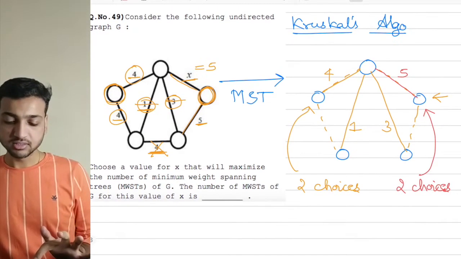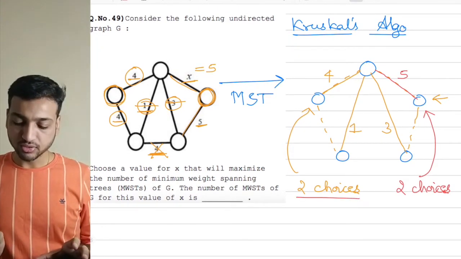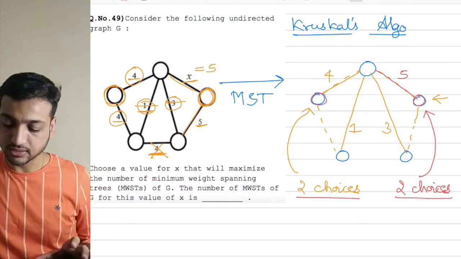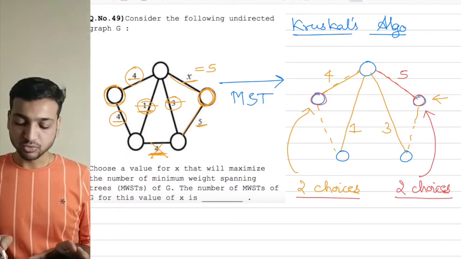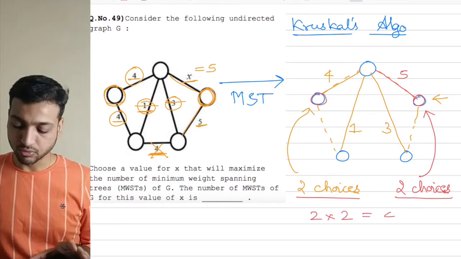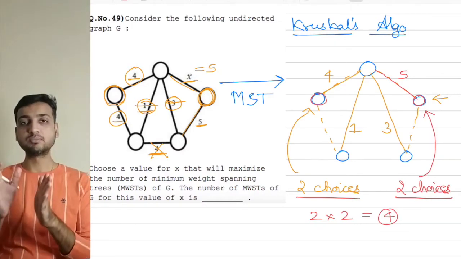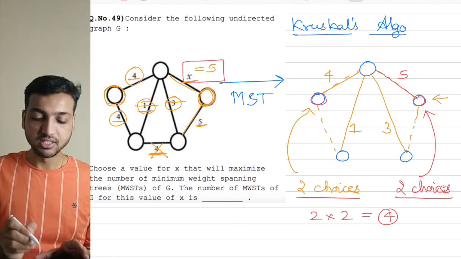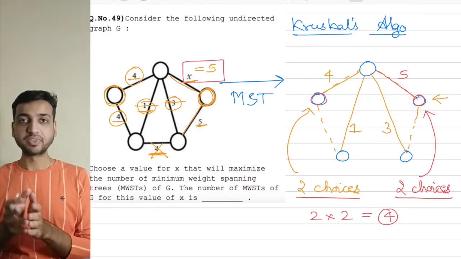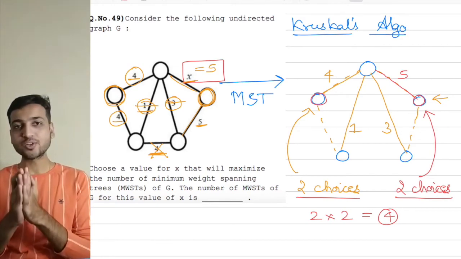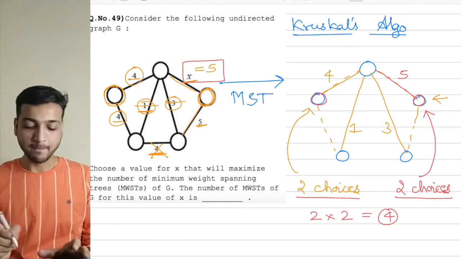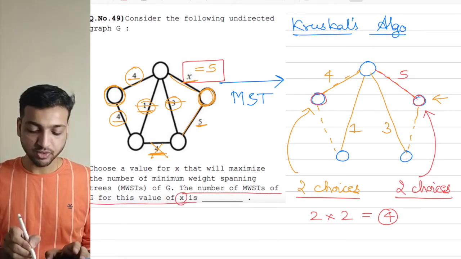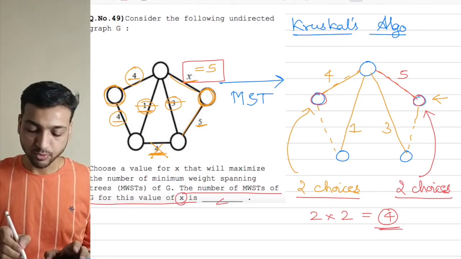Thus we can clearly see that we had 2 choices for this vertex and we had another 2 choices for this vertex to include into our MST. So total number of choices are 2 into 2, that is equal to 4. Thus there are 4 possible MSTs. If we give value of x equal to 5, then there are 4 possible MSTs out of this graph, and that is exactly what the question is asking. The question is not asking the value of x. Be careful there. So the number of MSTs for G with the appropriate value of x is 4. So I'm going to make a note here, 4.